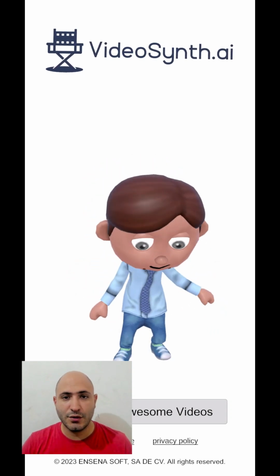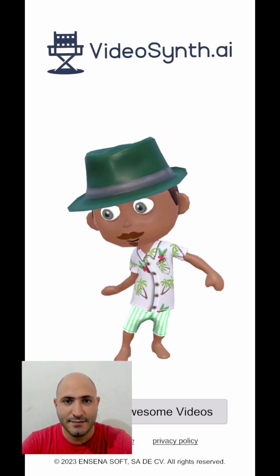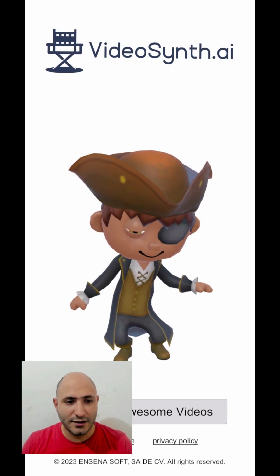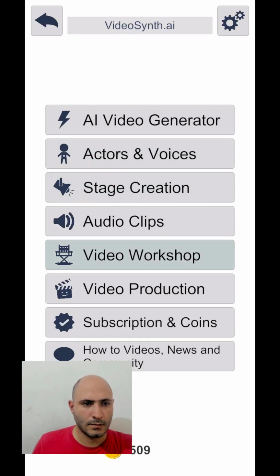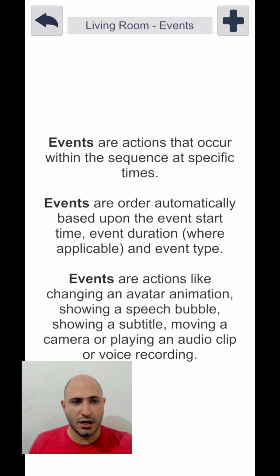Today I am going to show you how to use new tools for your projects in VideoSynth.ai. First, we need to go to Video Workshop, so let's go there. Once you're ready, you can go ahead and click on Video Sequences and then start working on the project.